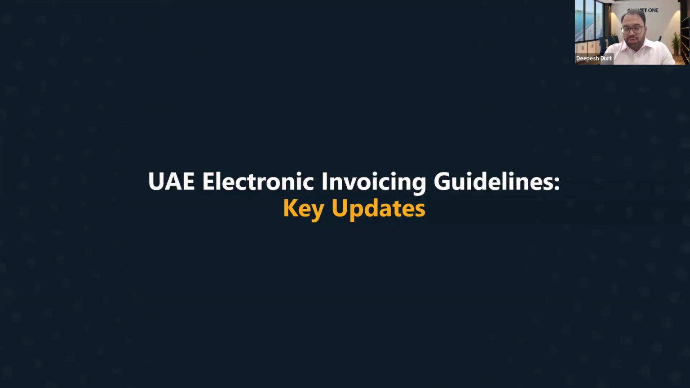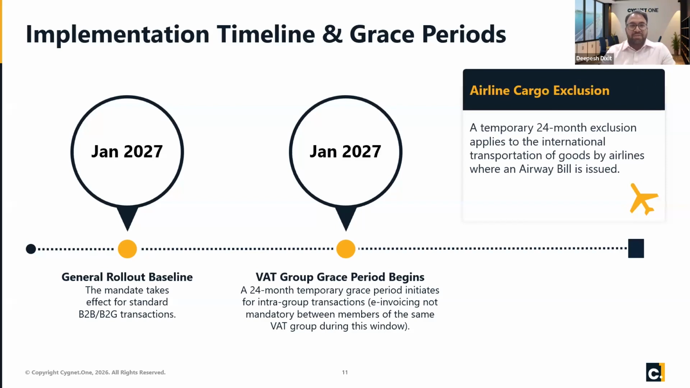So related to all those queries, the FTA has provided some updates. First of all, it was clearly mentioned that from the 1st of Jan 2027 e-invoicing has to be mandated, but now they have provided exclusions for some of the transaction types. For example, intercompany transactions within a single VAT group have been waived off for 2 years, right?